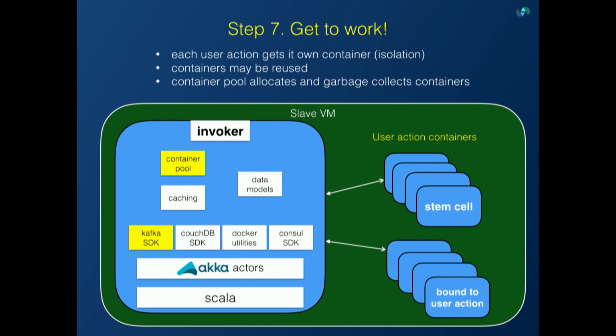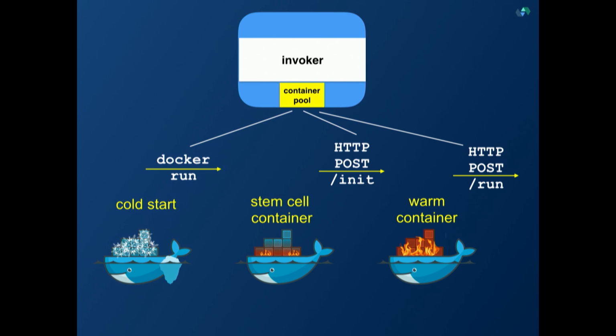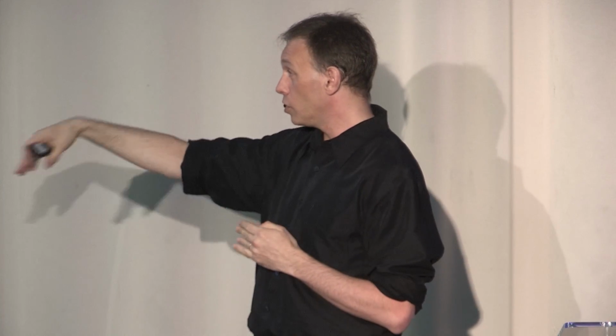Let's talk about cold start versus warm start. So remember, we're going for low latency here. In our experience, doing a Docker run on one of our standard containers can take 200 milliseconds, which is too slow even for what we could call cold start. So for most kinds of actions, we'll maintain stem cell containers. We'll pre-allocate a pool of containers which are running, but are simply not yet bound to a particular piece of user code. They're ready to go, but they're not yet specialized for a particular action.